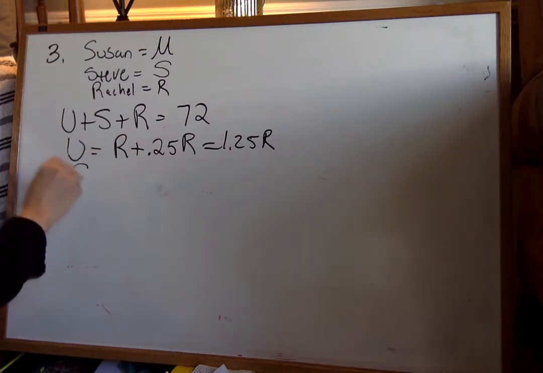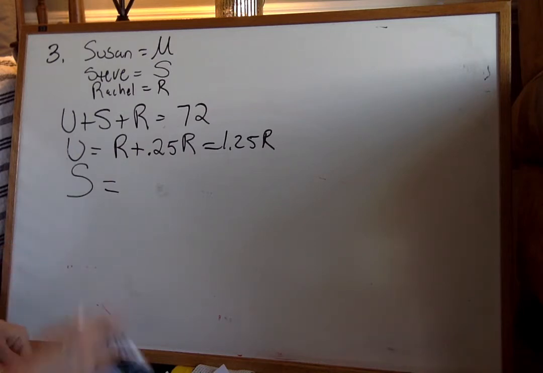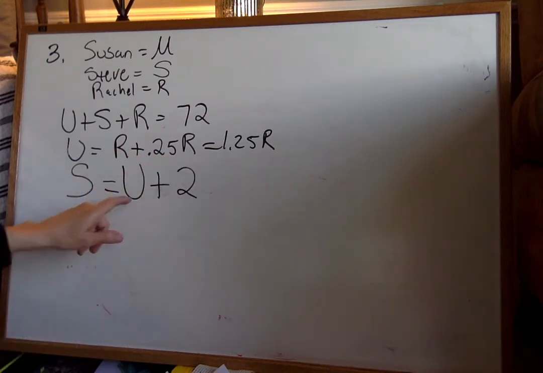Now, Steve ate 2 more. It didn't say 2%. Literally 2 more cookies than Susan, and Susan is U. 2 more cookies than Susan. So I've got this formula, and this formula.